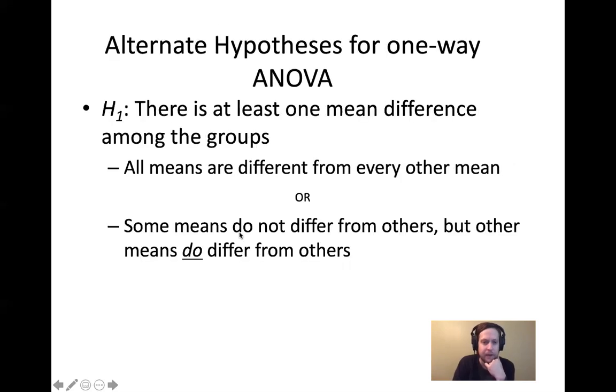The alternate hypothesis, which is also known as the research hypothesis, is that there is at least one mean difference among the groups. We have 3 groups, so if we want to use our specific example, we could say there's at least one mean difference among the 3 groups.